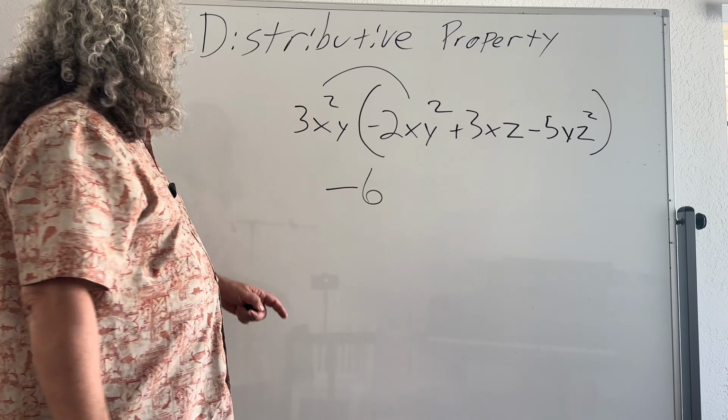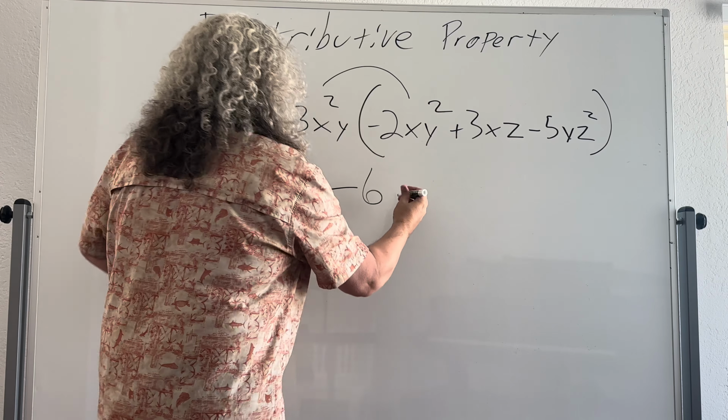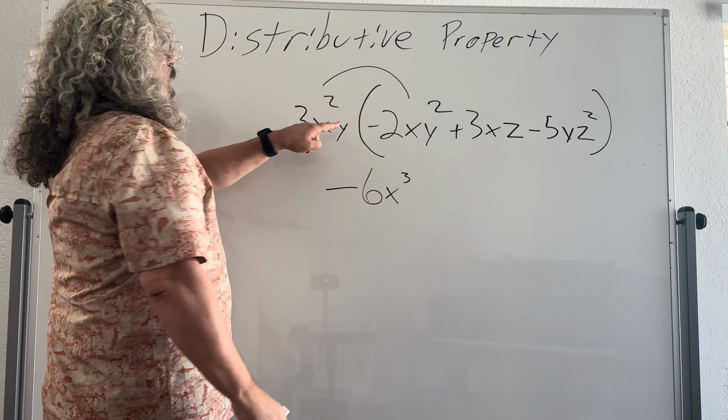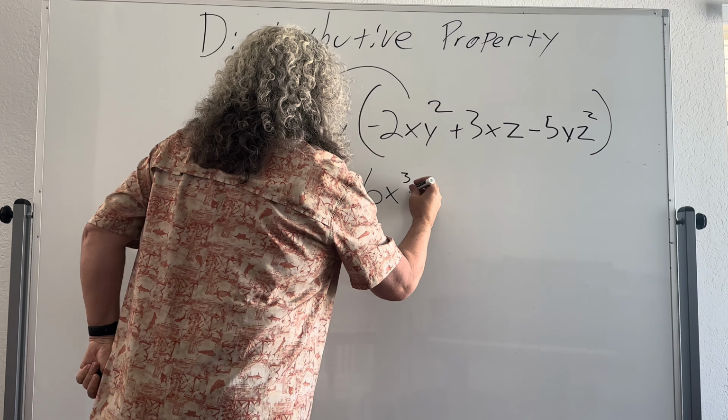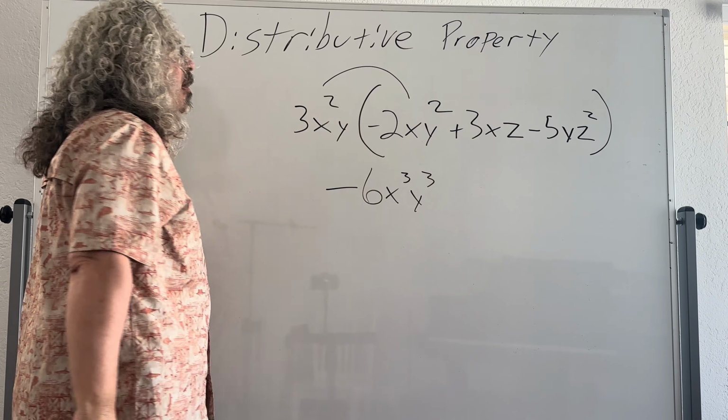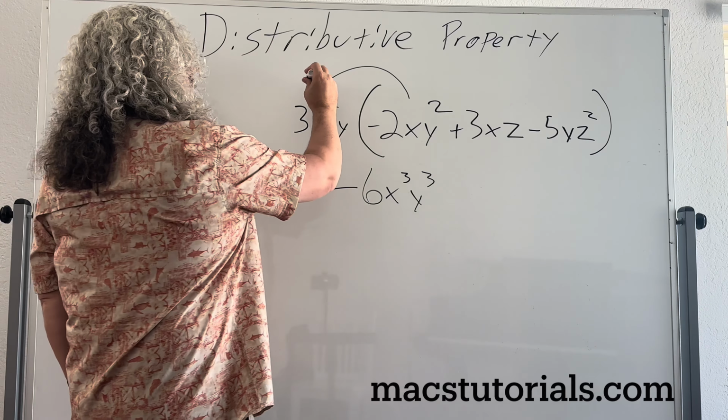Now we just have to do the letters. I have 2 x's, I have 1 x, I have x to the 3rd, I have a y, I have 2 y's, so that's going to be a y to the 3rd. And that's doing the first. Let's do the second one.